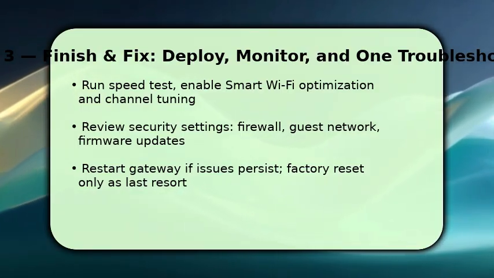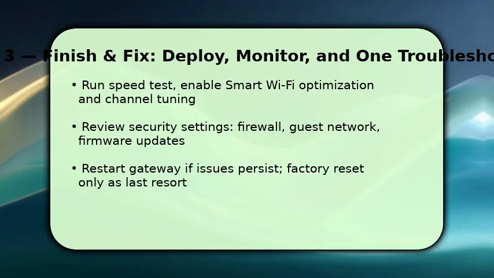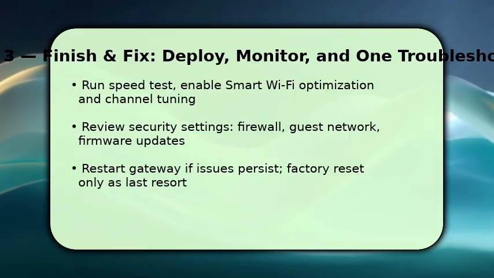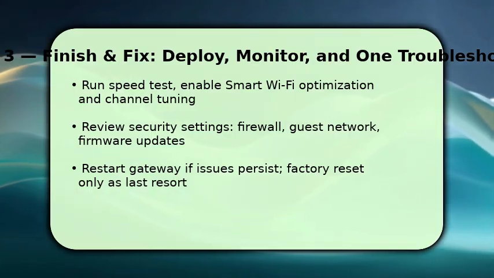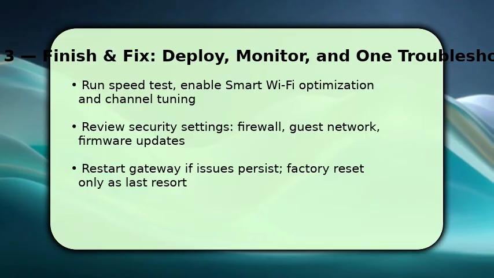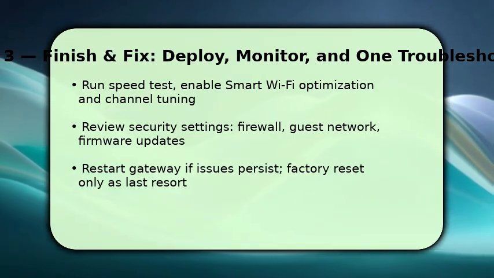This tunes channels and power for better coverage. Check security settings, turn on firewall protections, create a guest network with a unique password, and install any firmware updates the app recommends. If devices misbehave, restart the gateway and affected client devices first.